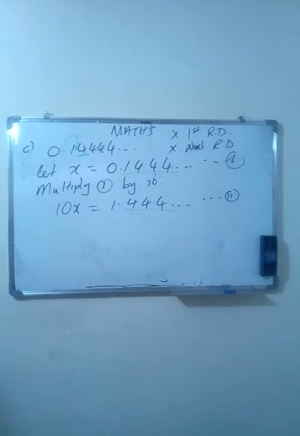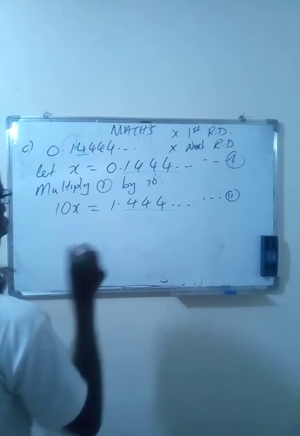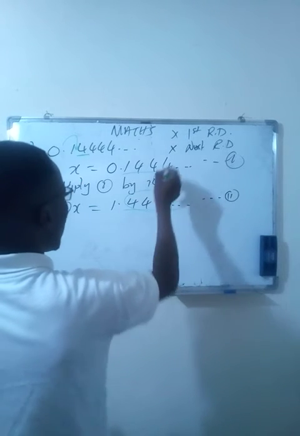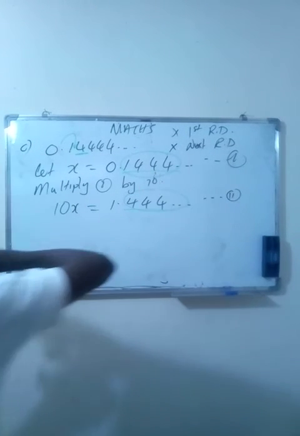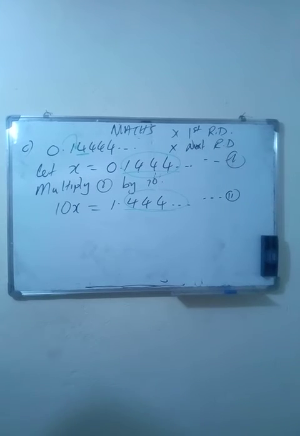So it means that you can't go ahead to subtract there. You want to make sure that what you have on this side and what you have on this side are exactly the same. All right, so what we do again, we have to get another one, where we have to move the decimal point to the next repeating decimal.